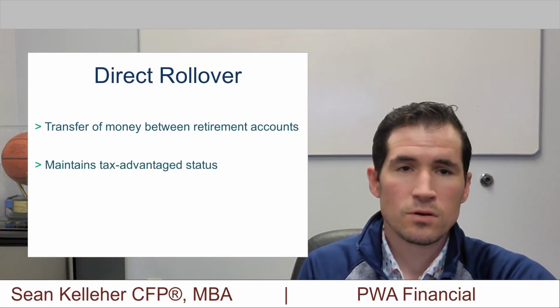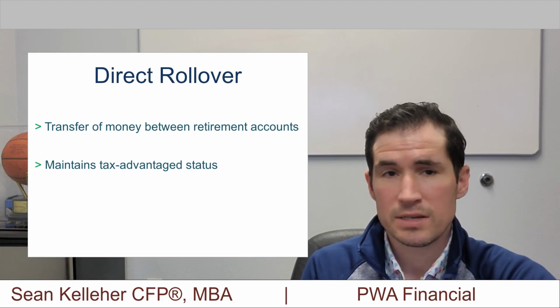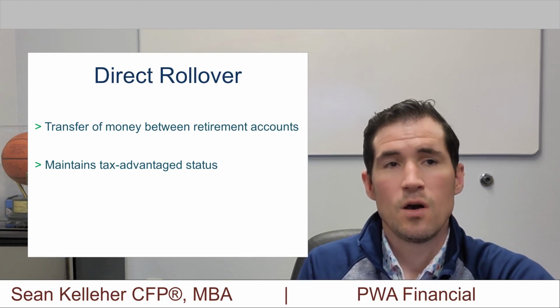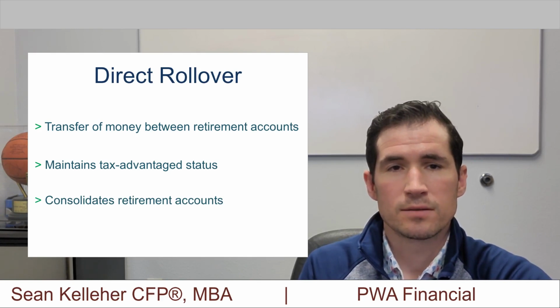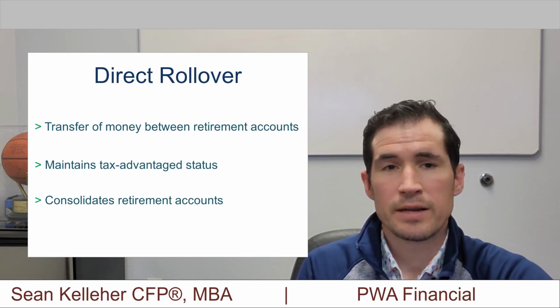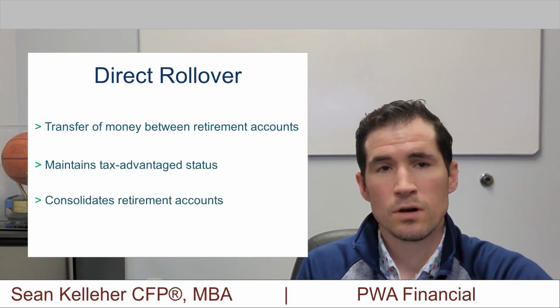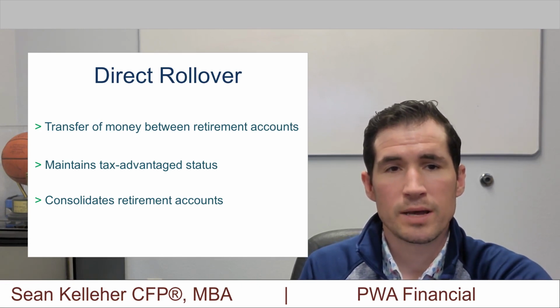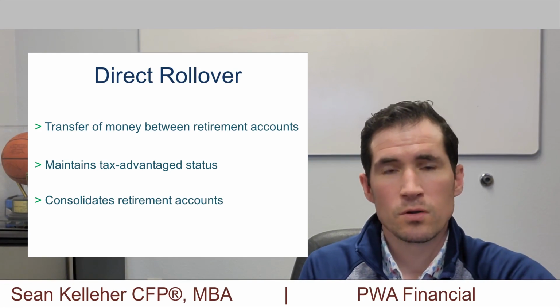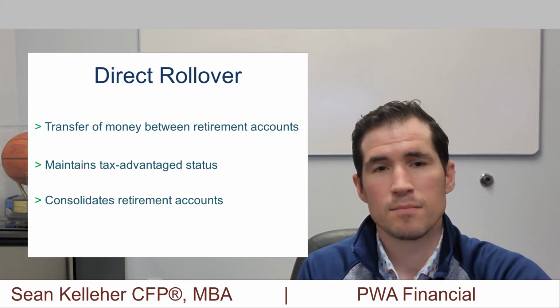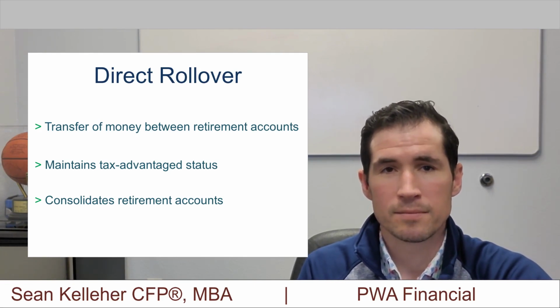In summary, a direct rollover is a transfer of money from one retirement account to another retirement account. The direct rollover allows the money to keep its tax advantage status while allowing you to consolidate retirement accounts. The example provided in this video was a rollover from one 401k plan to another 401k plan. The steps for rollovers involving other accounts may differ slightly.